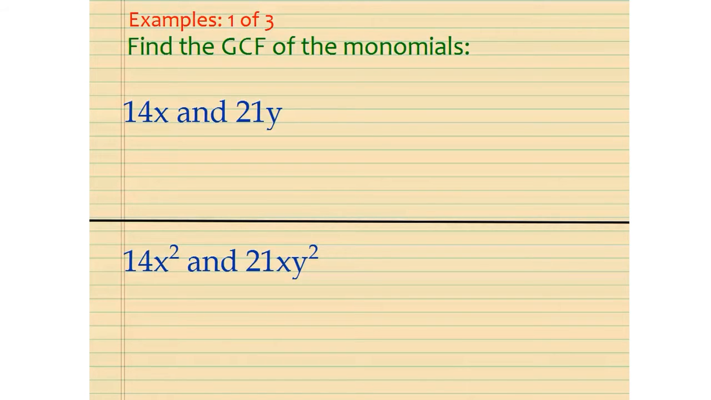So here we go. If our polynomial is 14x plus 21y, I'm looking at the numbers first. What is the greatest or the biggest number that goes into both 14 and 21? That would be 7. What is the biggest variable that goes into both x and y? Well, there is none, because they're not the same. They don't share anything alike.